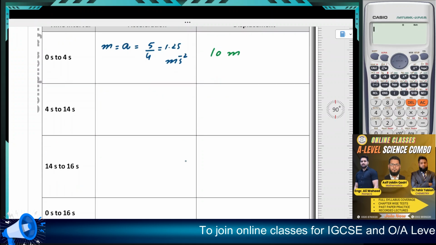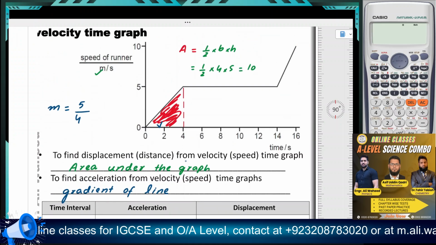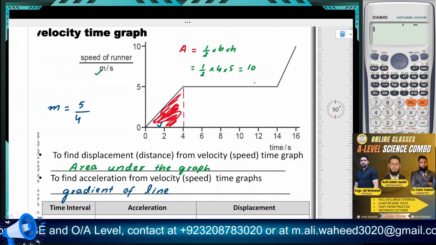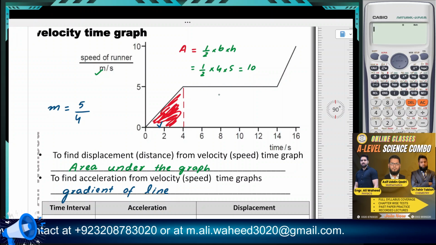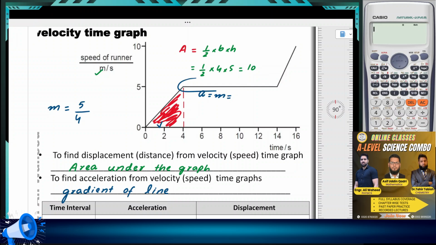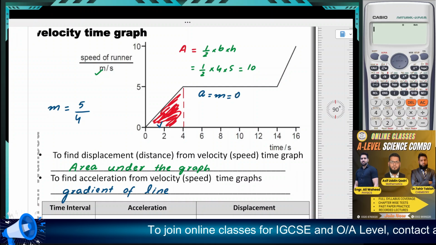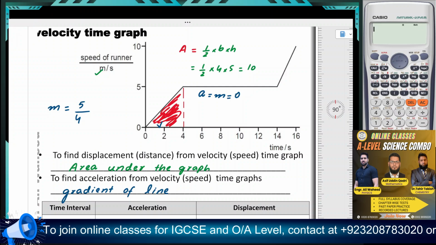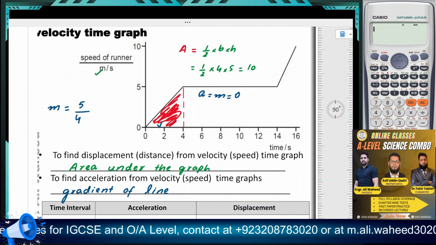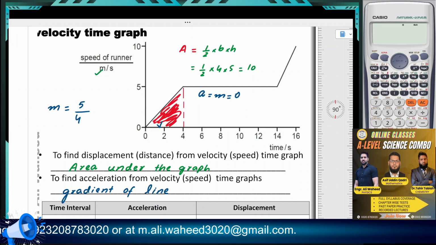Let's take a look at the next part. From 4 to 14 seconds, we need to find acceleration and then we need to find the displacement. Finding acceleration is very easy. From 4 to 14 seconds, the graph is a horizontal line. Acceleration equals gradient. What is the gradient of the horizontal line? It is 0. Gradient is the steepness of the line, so the line is not steep at all. So the gradient would be 0.